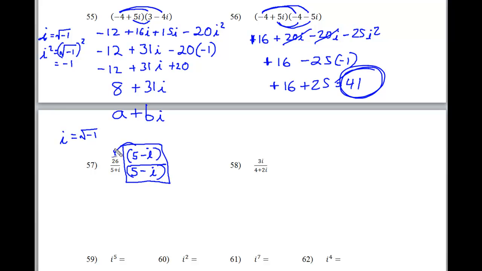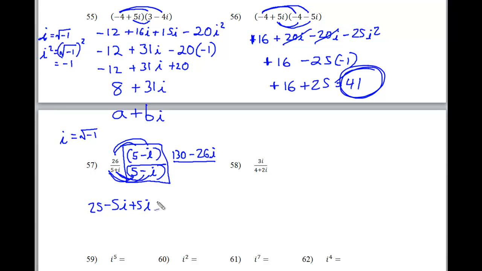Alright, so my numerator, if I distribute that, is going to be 5 times 26, which is 130, minus 26i. Now that's the proper format for the numerator, a plus bi. So our denominator, if we FOIL this out, becomes 25, then negative 5i, then positive 5i, which will simplify to 0.